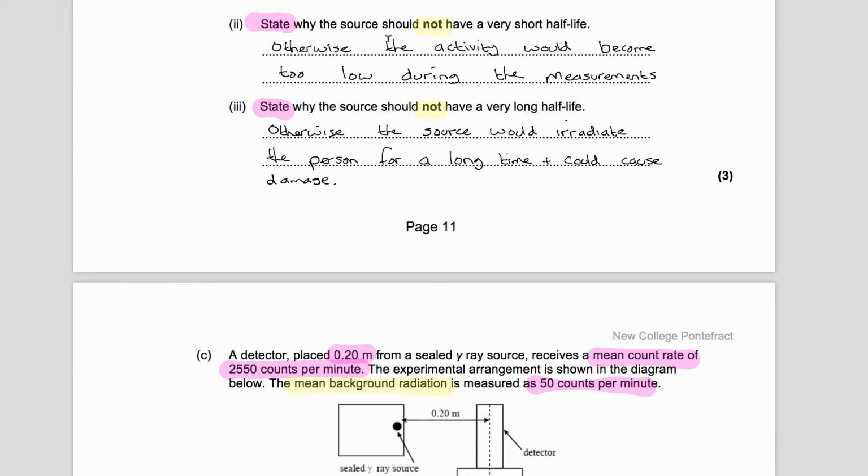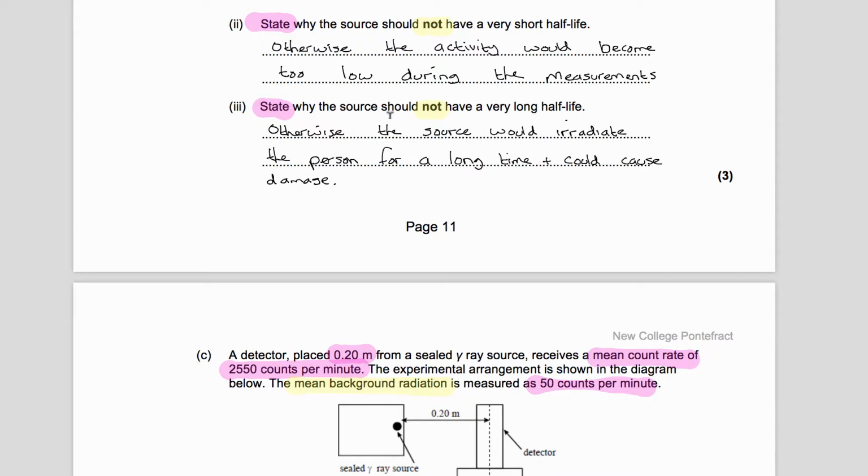For part 2, we're then asked to consider, again, it's exactly the same process. So a person is swallowing this stuff, so that the doctors can see where it goes. In terms of the actual half-life, what we're really asked is why this source of radiation should not have a very short half-life, whilst the doctors are watching where it goes through the body. Now, if it did have a very short half-life, what would happen is the activity would become too low during the measurements to distinguish from background radiation. And if that happens, then obviously the doctors can't see what they're looking for. So that's why it shouldn't have a very short half-life.